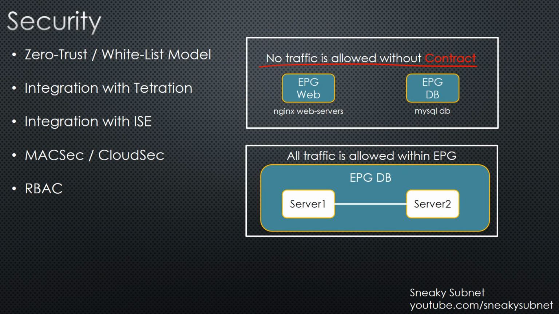But in order to deploy that model, you need to know how all endpoints inside your data center are talking to each other and to the external world. This problem is solved by integration with the Cisco Tetration Analytics product. Another security-specific feature is integration with ISE. In a nutshell, it allows you to map your SGTs, security group tags, from ISE to EPGs in ACI.